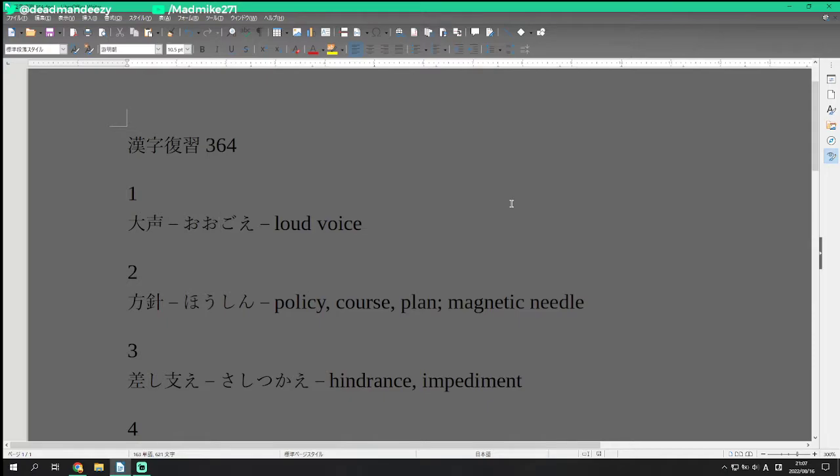Ogoe is a large voice or a loud voice. Ogoe. Use your outside voice, or your ogoe is a loud voice.